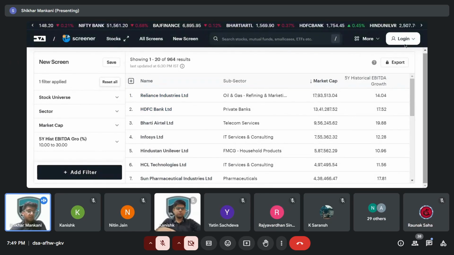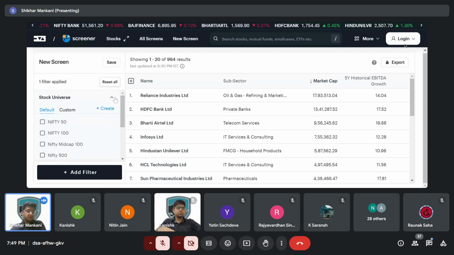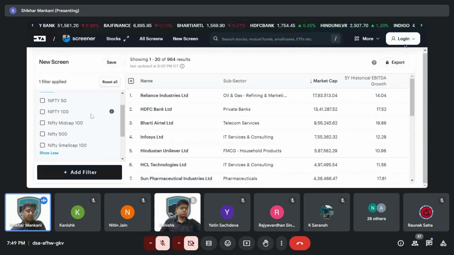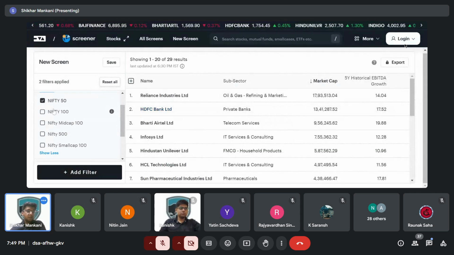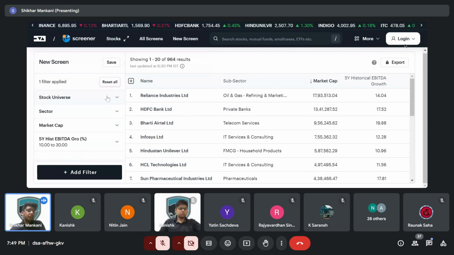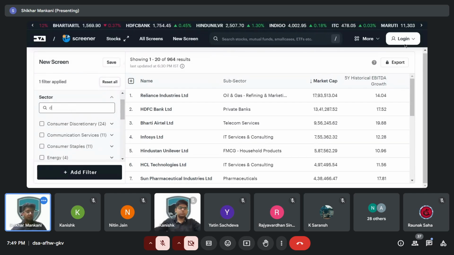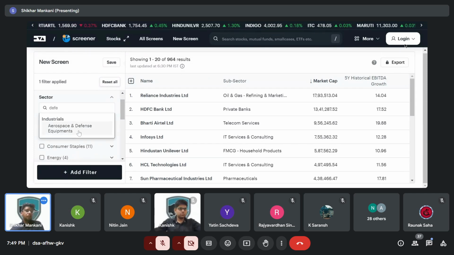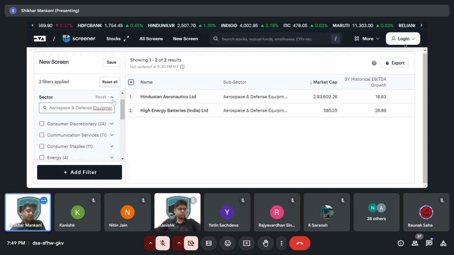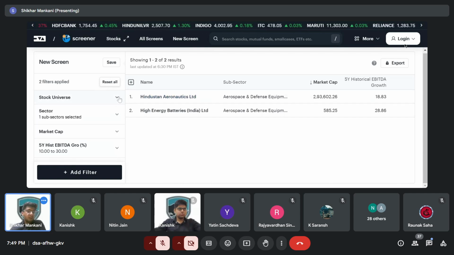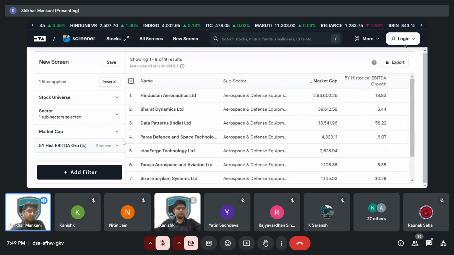How do you filter out stocks? You apply filters. Suppose I have to find the best stocks from Nifty 50. Or let's not take Nifty 50, we have used it in many examples. Let's take a sector. The defense sector was doing very well lately, so we'll take the defense sector today, and then we'll reset this.